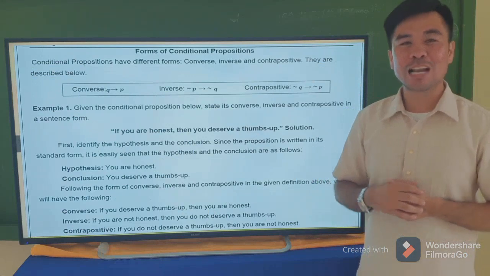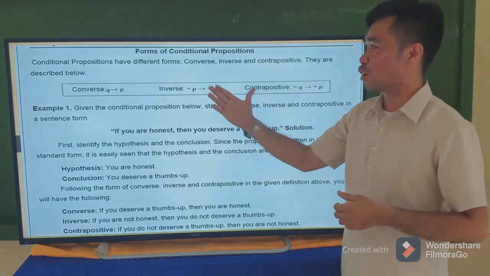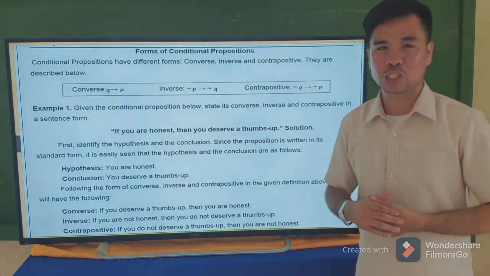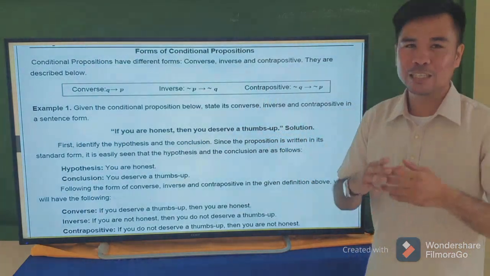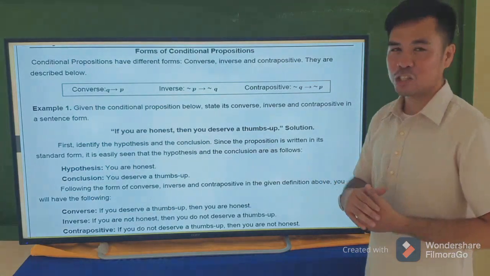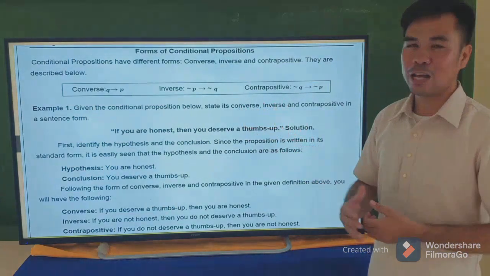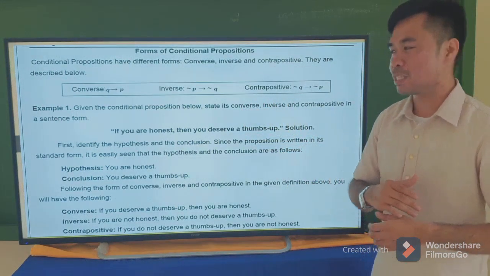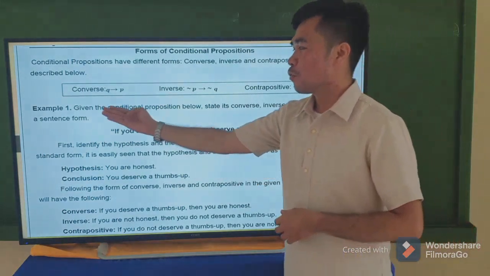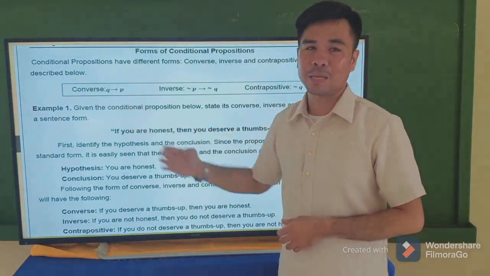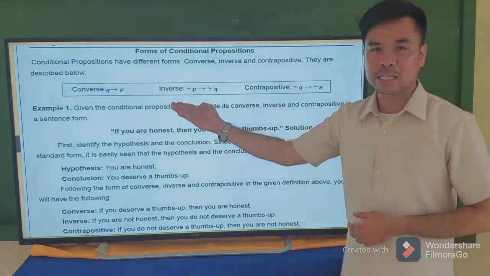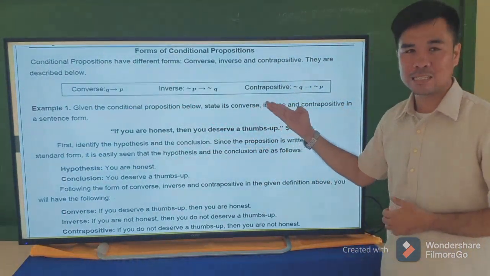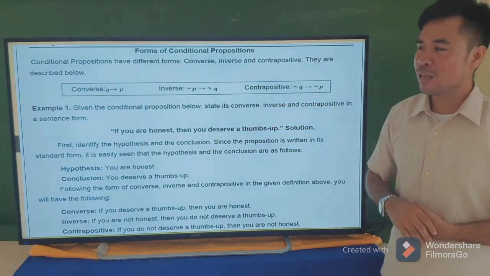Now let's move on to our last number 2, which is the forms of conditional propositions. Based on our definition, conditional propositions have different forms, namely the converse, the inverse, and the contrapositive. So here are the following signs and symbols that we're going to take a look at and familiarize, because this is very important. For our converse, Q then P. For the symbol for our inverse, that is not P then not Q. And for our contrapositive, this is not Q then not P.